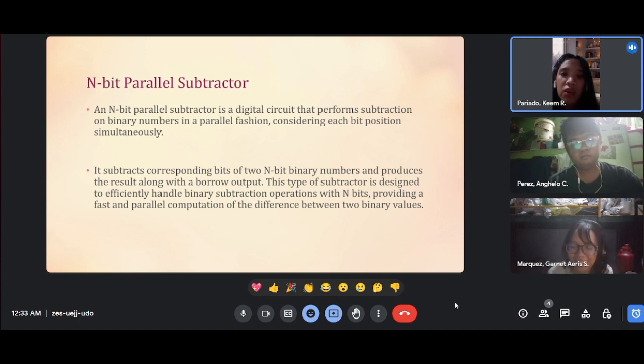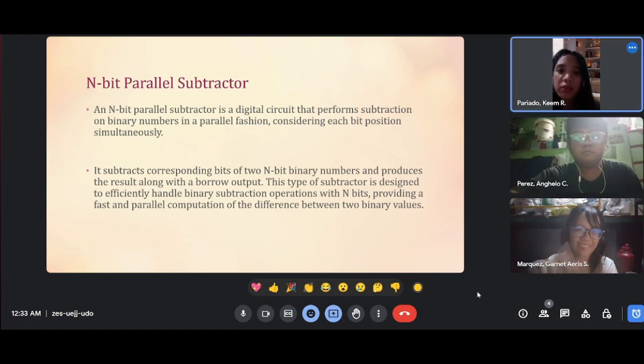So basically, the n-bit parallel subtractor can be carried out by taking the 1's or 2's complement of the number to be subtracted. For example, we can perform the subtraction A minus B by adding either the 1's complement or the 2's complement of B to A. That means we can use a binary adder to perform binary subtraction. So later, I will show you how we get the 2's complement for the subtraction.